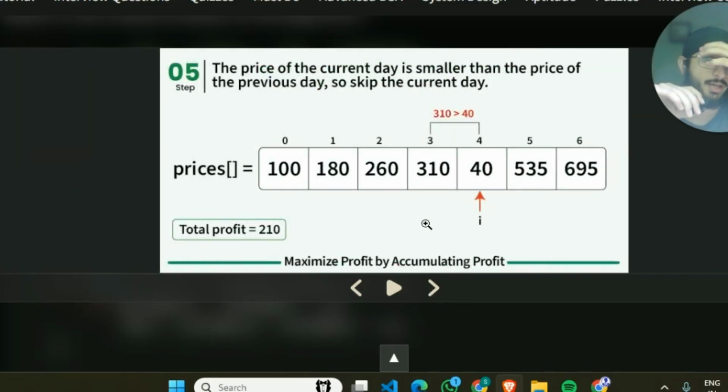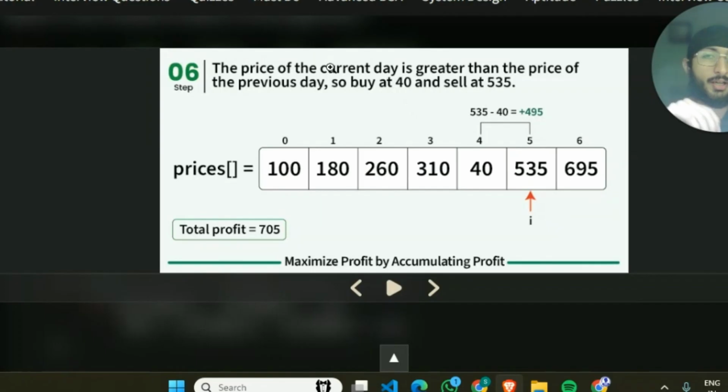Now we see the price of the current day, that is now we are at the index with element 40. The price of the current day is smaller than the price of the previous day, so we skip the current day. 310 is larger than 40, so we skip the current day. Moving on, the price of the current day is greater than the price of the previous day, so we buy at 40 and sell at 535. So 535 minus 40 is plus 495 profit. So we add it and we get our total profit right now, 705.